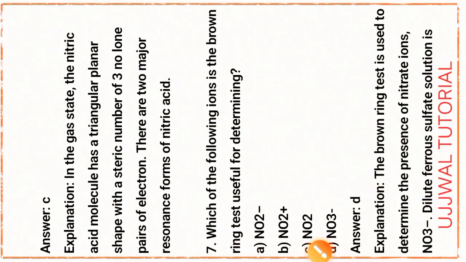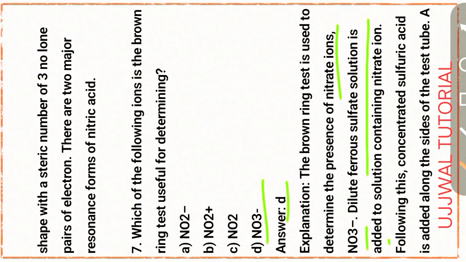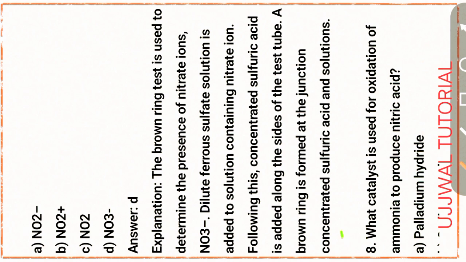Next question, question number 7. Which of the following ions is the brown ring test useful for determining? Option D, nitrate, that is NO3 minus. The brown ring test is used to determine the presence of the nitrate ion. Dilute ferrous sulfate solution is added to the solution containing nitrate ion. Following this, concentrated sulfuric acid is added along the side of the test tube. A brown ring is formed at the junction of concentrated sulfuric acid and solution.